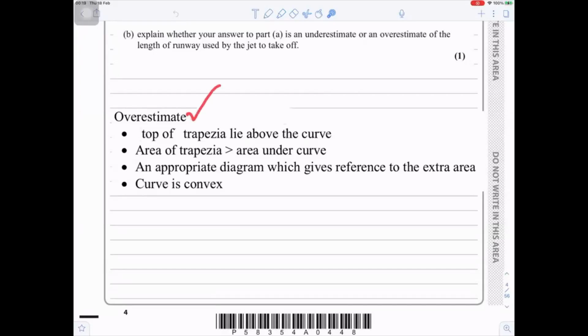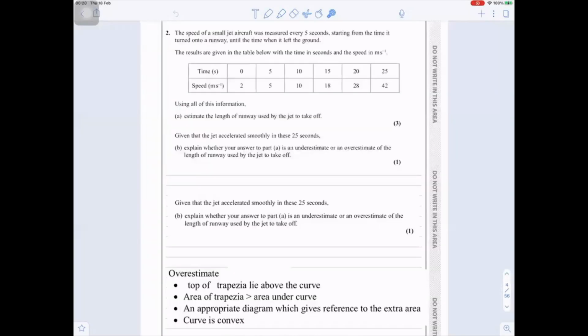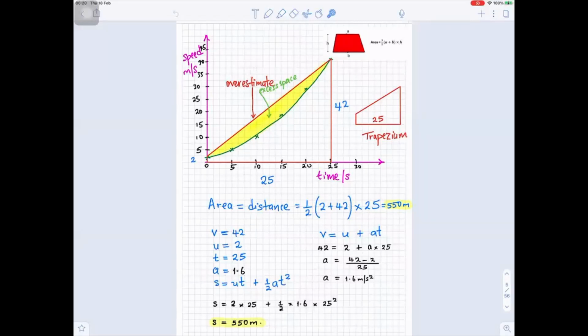So we would say it's an overestimate because the tops of the trapezia lie above the curve. So that's the curve, and the tops of the trapezia lie above it. Or the area of the trapezia is greater than the area under the curve. So you can have any diagram which gives reference to the extra area, which I showed you in yellow. Or you can say the curve is convex. So those are the things you can say to show that it's an overestimate. So that's question 2. And that's the answer to question 2.